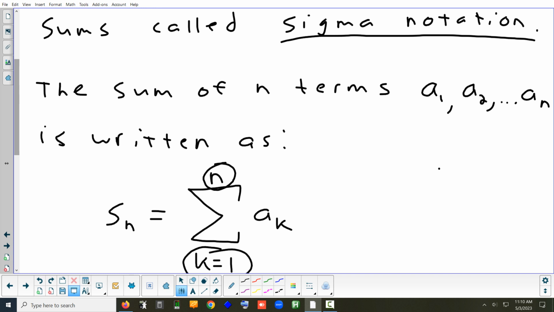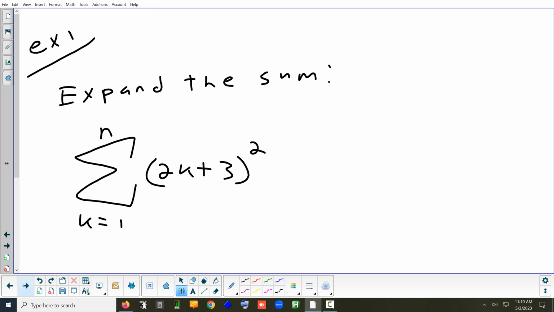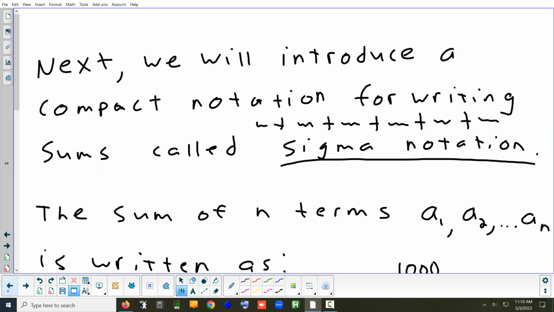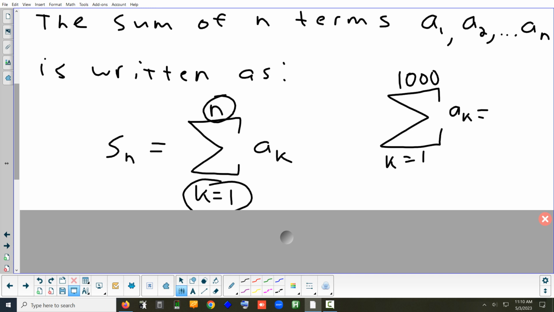So in my example, if I write it like this one, you can use different letters. I'll use K. So K equals 1 to 1,000. And the formula we would use, let me just make sure I use the same letter that I'm going to be using later on. Okay, I'm going to use K. A sub K equals K.